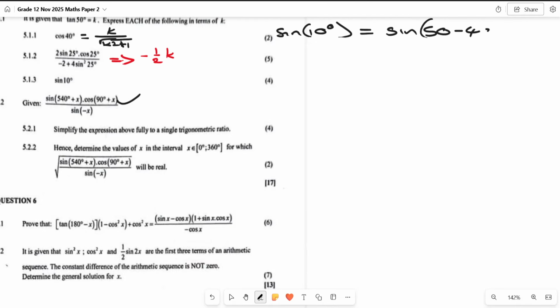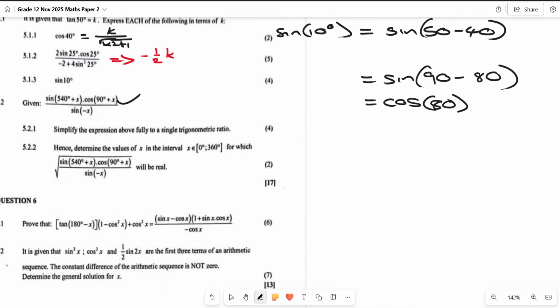Sine 50 minus 40. Or what we could do, we can say sine 90 minus 80. Sine of that gives us cos 80 degrees, right? And cos 80 degrees is the same as saying cos 40 plus 40. All right, just watch where I'm going with this.